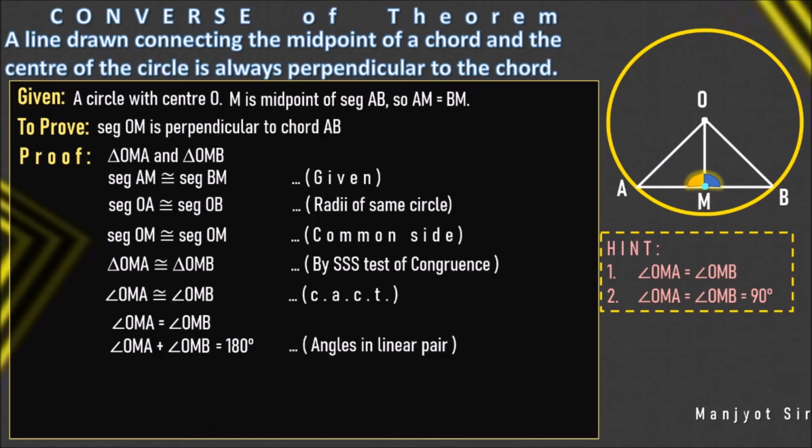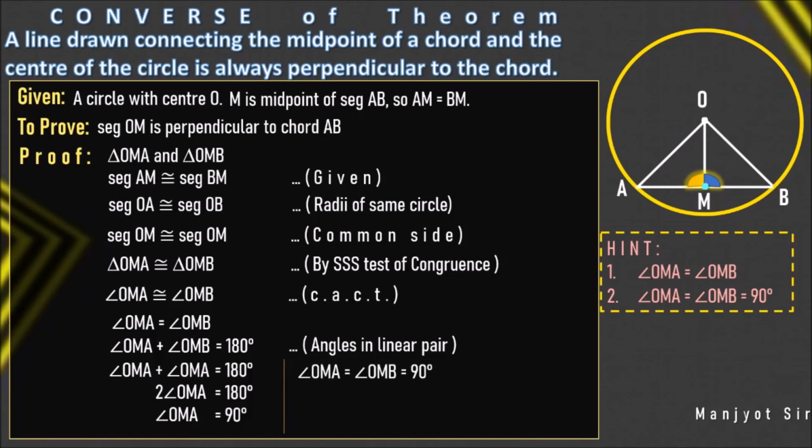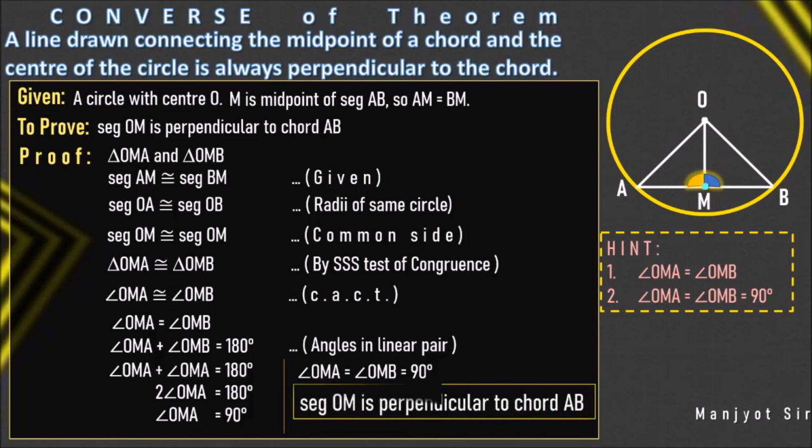Now here we'll make some changes: instead of angle OMB we'll write angle OMA because they are equal to each other. Next step, if you observe the left hand side, OMA plus OMA will be 2 OMA, which is equal to 180. If you shift 2 to the other side, we get angle OMA to be 90 degrees. So if one of the angles is 90, the other will also be 90. That means you can say OMA equals OMB equals 90 degrees. And since these two angles are 90, we can say OM is perpendicular to AB, and we got our proof.